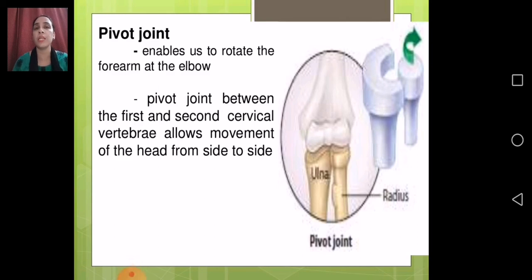Pivot joint is clear. Hinge joint comes from your door. Hinge allows only two movements, that is forward and backward, and all these things. So I'll be finishing the class.